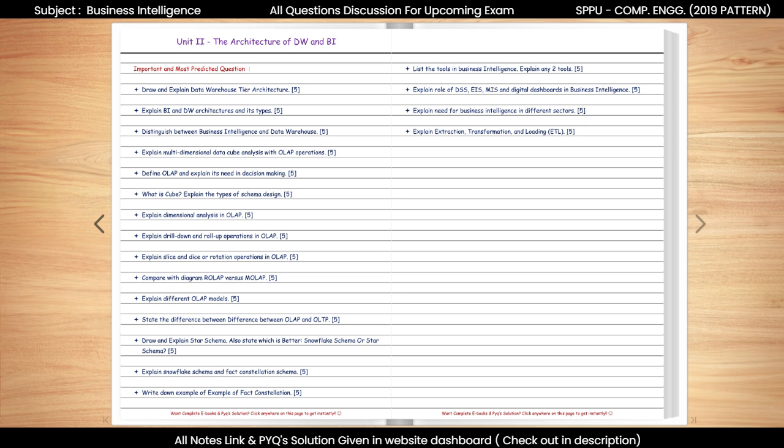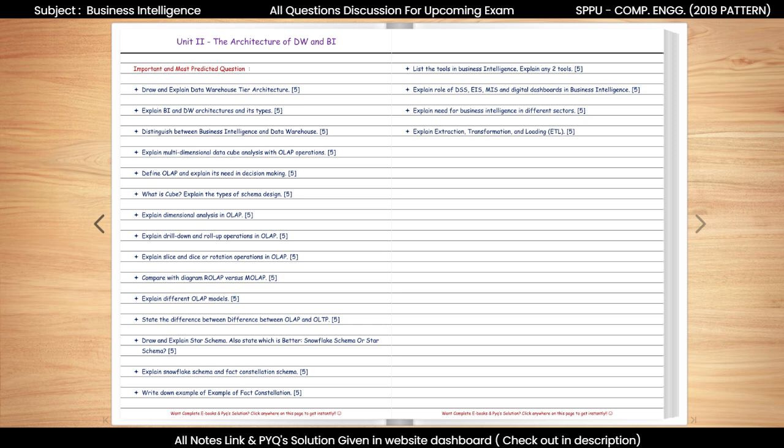Now, let us move on to our next important topic, cube and schema design. From this topic, we can expect questions such as, what is cube? Explain the types of schema design. A cube is a logical structure that stores data in multiple dimensions. Schema design defines how data is organized in tables. Common schema types include star schema, snowflake schema, and fact constellation schema.